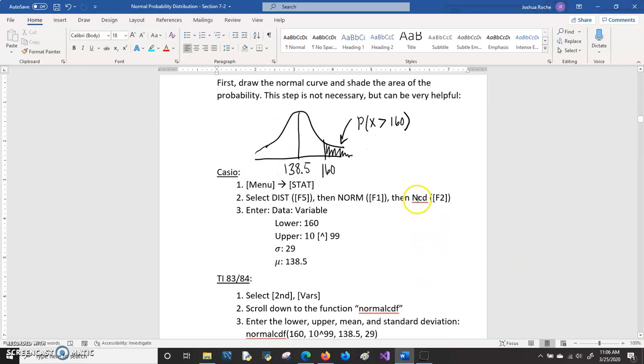On the Casio, you would use NCD. Again, it's going to ask you for the lower bound, the upper bound, standard deviation, and mean. This time, looking at that shaded region, the lower bound would be 160. Lower bound is always the left part of the shaded region. The upper bound is always the right side of the shaded region. And in this case, the shaded region just goes forever in this direction. It doesn't really have an upper bound, so we just say that its upper bound is infinity. And you'll put 10 to the 99 power.